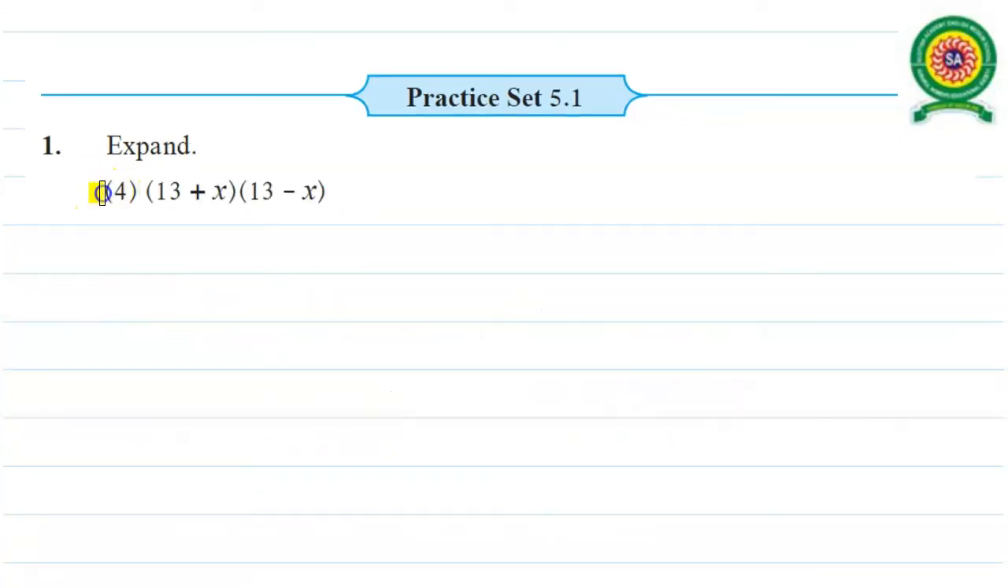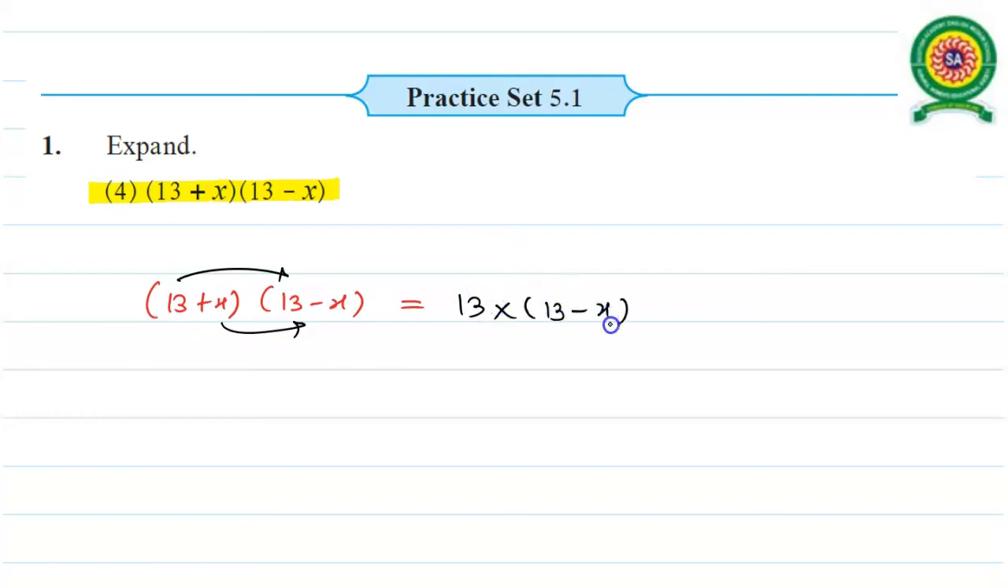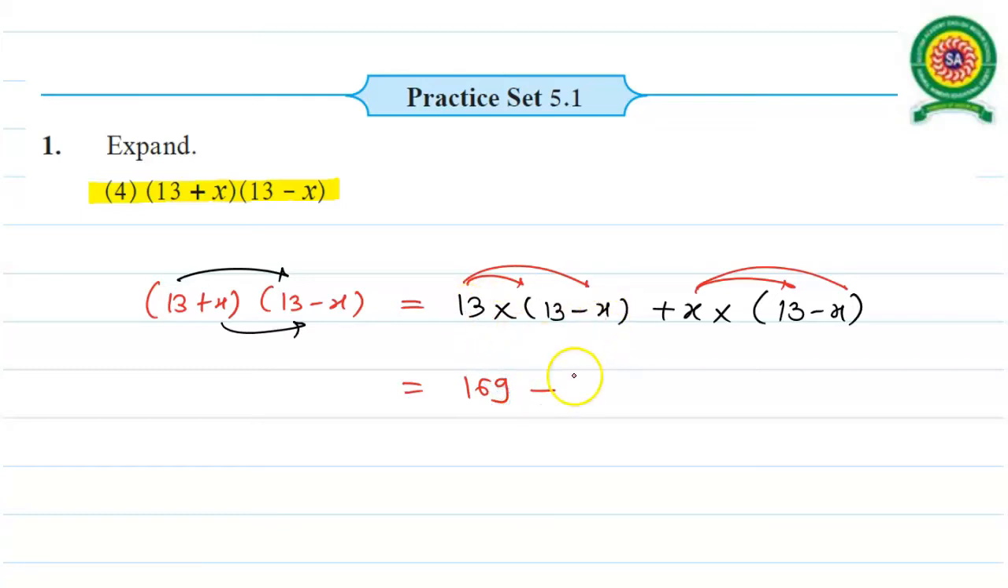The next sub-question: expand (13 + x)(13 - x). So we have here 13 + x into 13 - x. Firstly we distribute 13 over the bracket and next +x over the bracket, so we get 13(13 - x) + x(13 - x). Now distribute 13 over the bracket and x over the bracket, so we get 13 13s are 169, minus 13x, then x into 13 is 13x, and plus minus is minus again, x into x becomes x square.